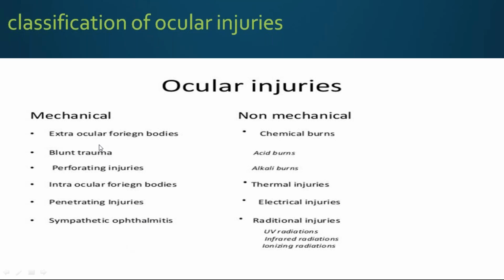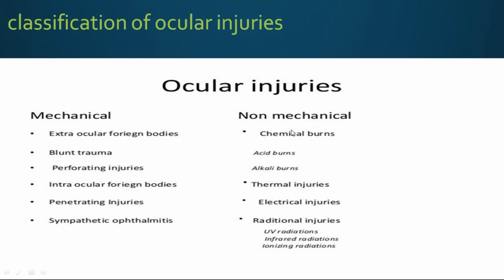Mechanical causes include extraocular foreign bodies, blunt trauma, perforating injuries, intraocular foreign bodies, penetrating injuries, and sympathetic ophthalmia. These are the mechanical causes for ocular injuries.